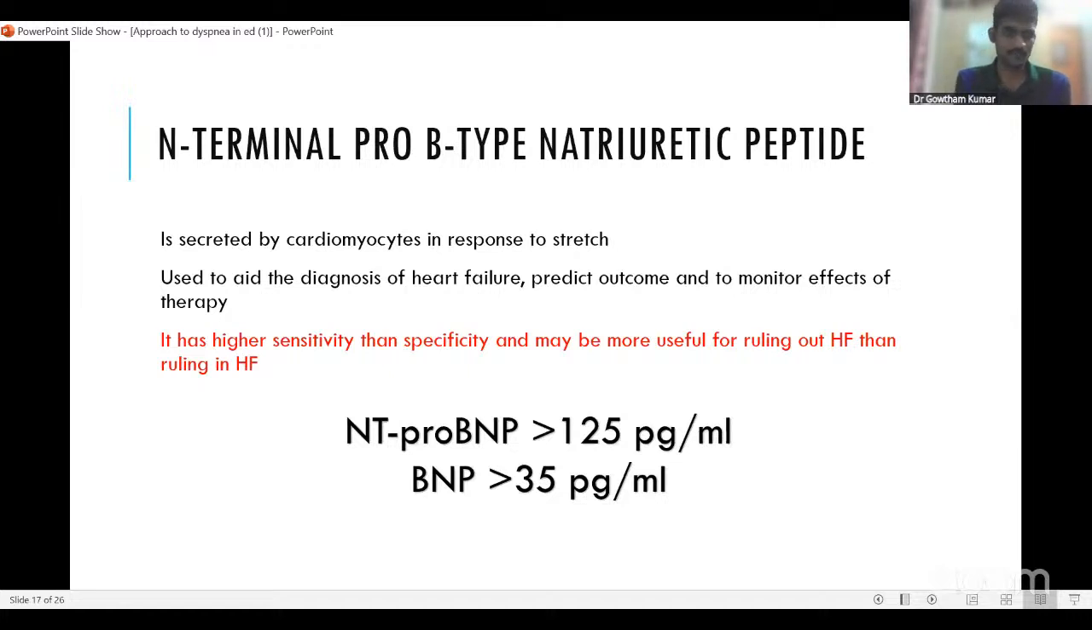You know patient is in pulmonary edema. X-ray shows you classical pulmonary edema features. You did an ultrasound. Ultrasound shows the classical features of pulmonary edema. So NT-proBNP has no role in it.